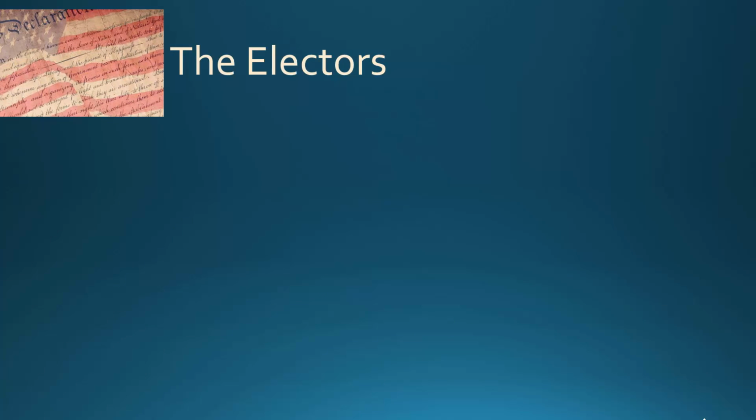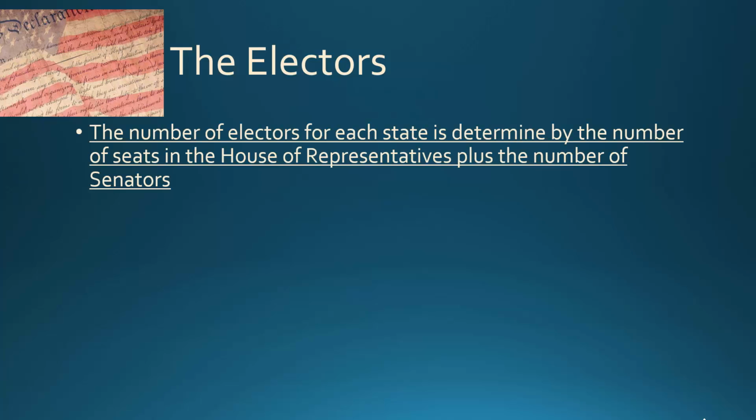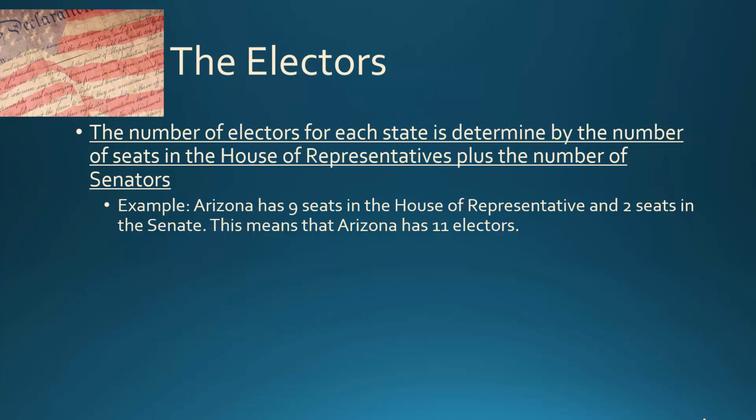So the electors, who are these people? Well, they are determined by the number of representatives for each state, and that is going to be the number of House of Representatives members plus the number of senators. So for example, Arizona has 9 seats in the House of Representatives and 2 seats in the Senate. Each state has 2 seats in the Senate. This means that Arizona has 11 electors, because 9 plus 2 equals 11.